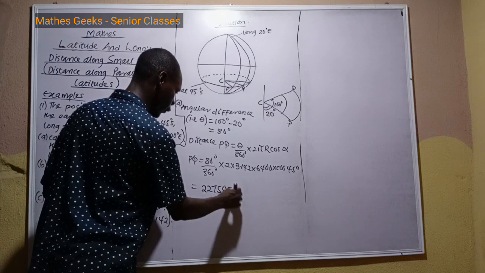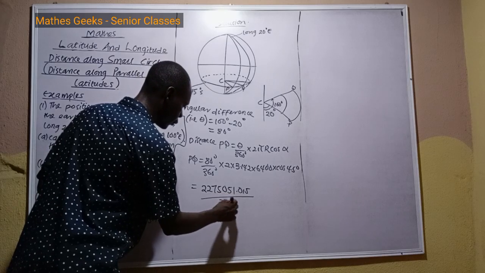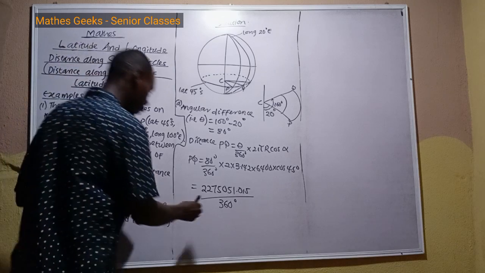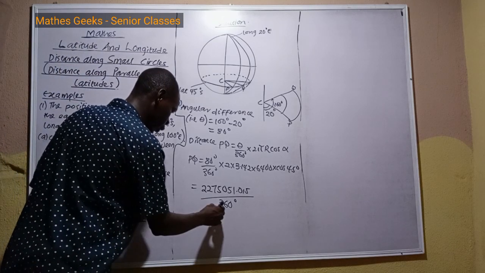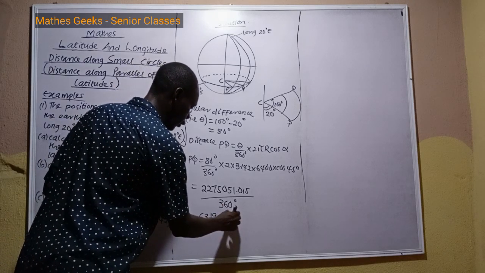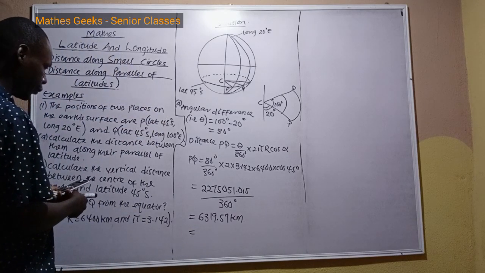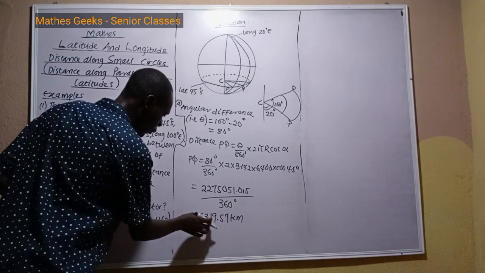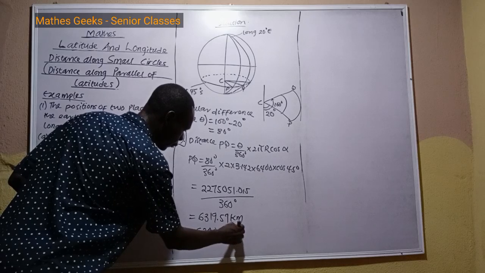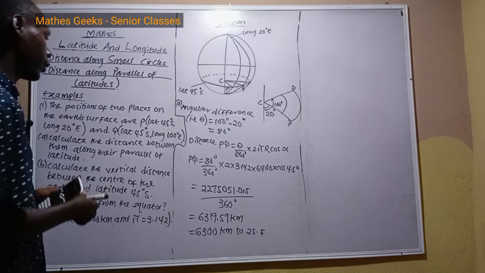Dividing by 360 degrees, that gives 6319.59 kilometers. So okay, to two significant figures, 6300 kilometers to two significant figures. That's A.